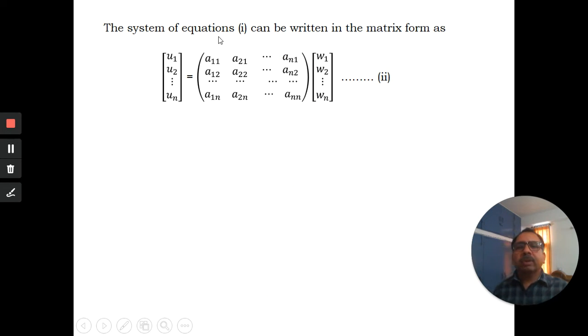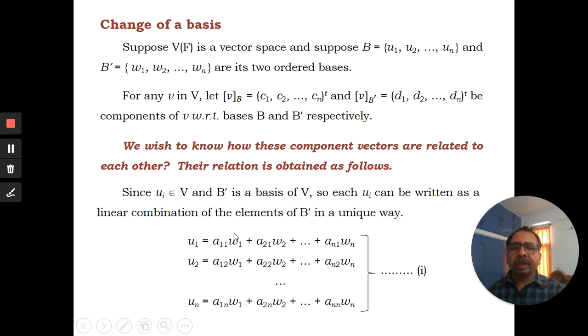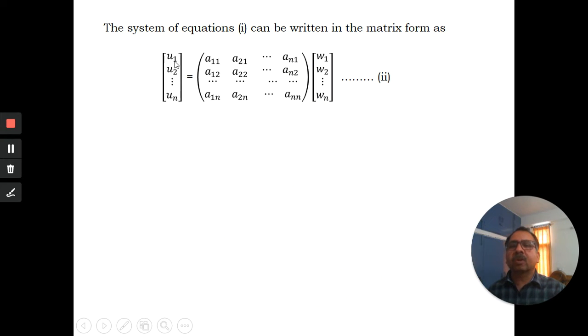The system of equations we have written here can be written in the form of a matrix. So this system I have written in the form of a matrix. The first column is U1, U2, ..., Un, and then this coefficient matrix, and W1, W2, ..., Wn.